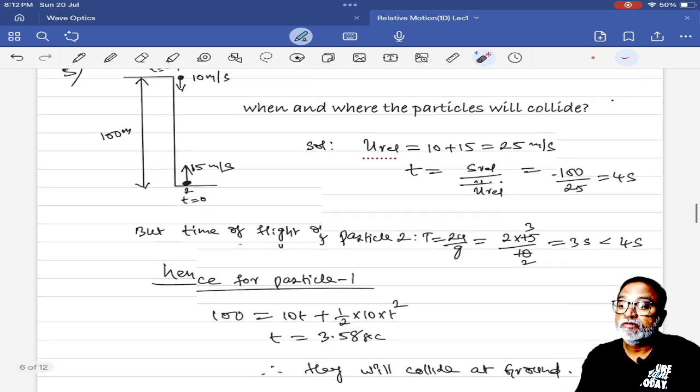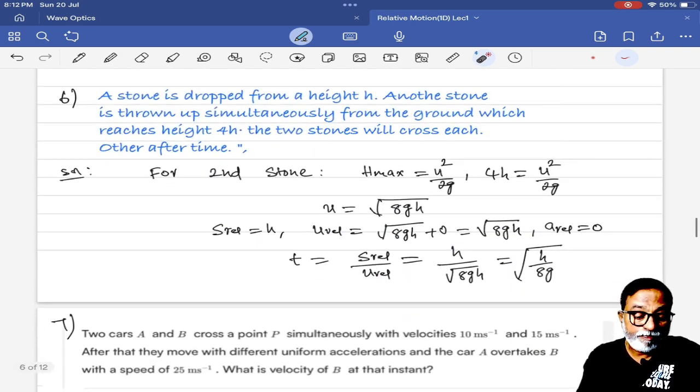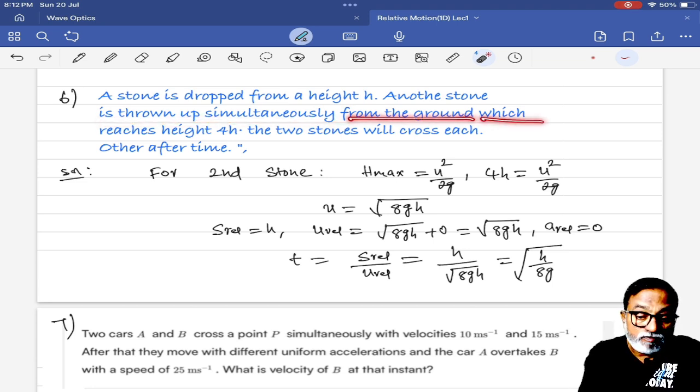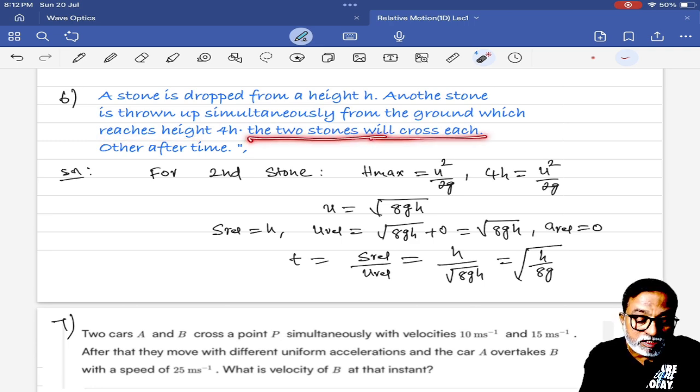Next one. A stone is dropped from a height h. Another stone is thrown up simultaneously from the ground, which reaches a height 4h. The two stones will cross each other after what time?